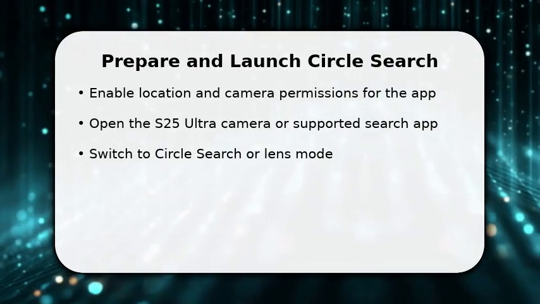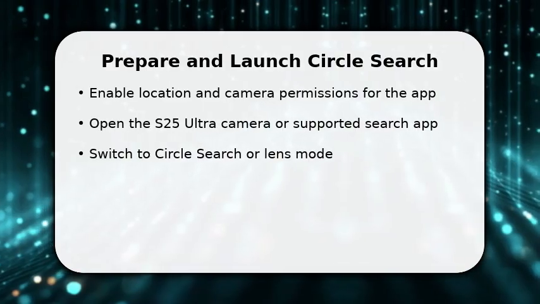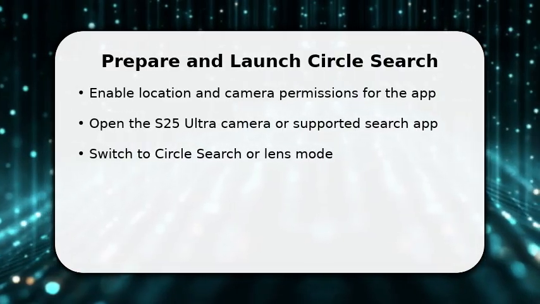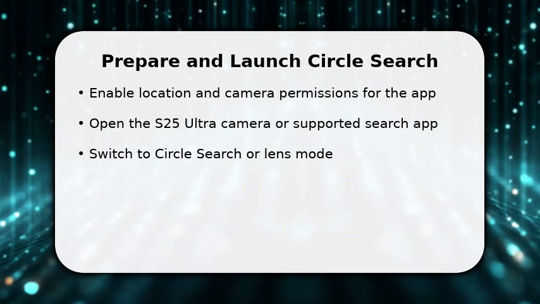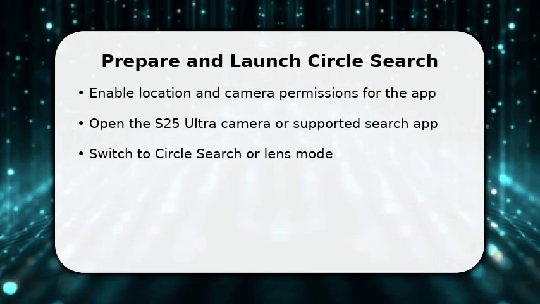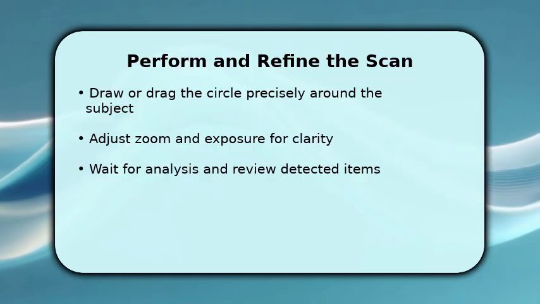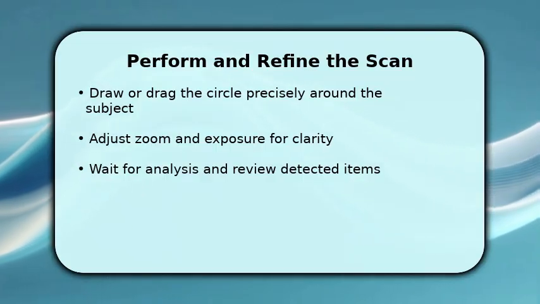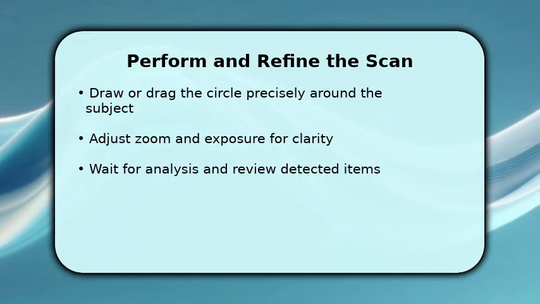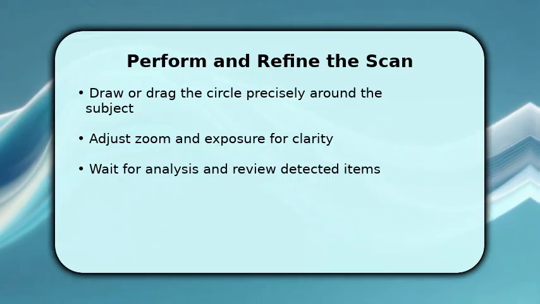Position your thumb or finger to initiate the circle gesture if required, and tap the shutter or search icon to begin scanning the selected area immediately. Now you'll perform the actual circle. Draw or drag a precise circle around the object you want identified, keeping edges clear of clutter.